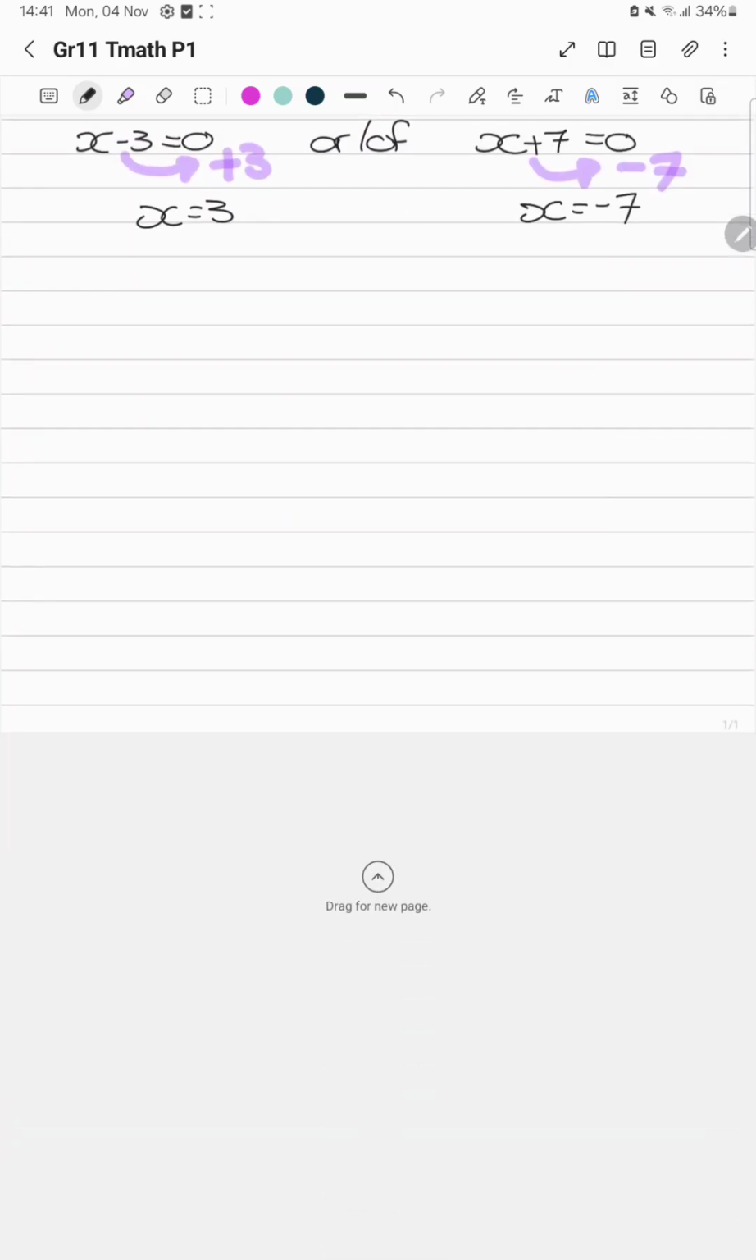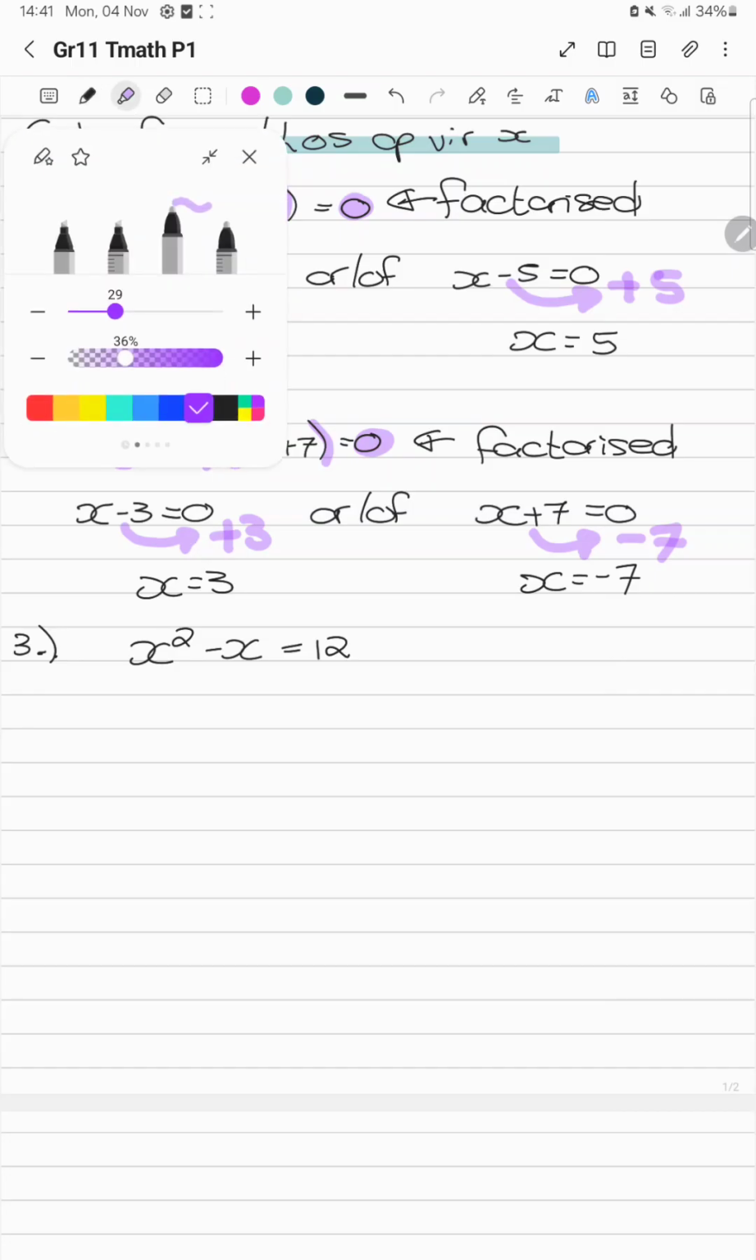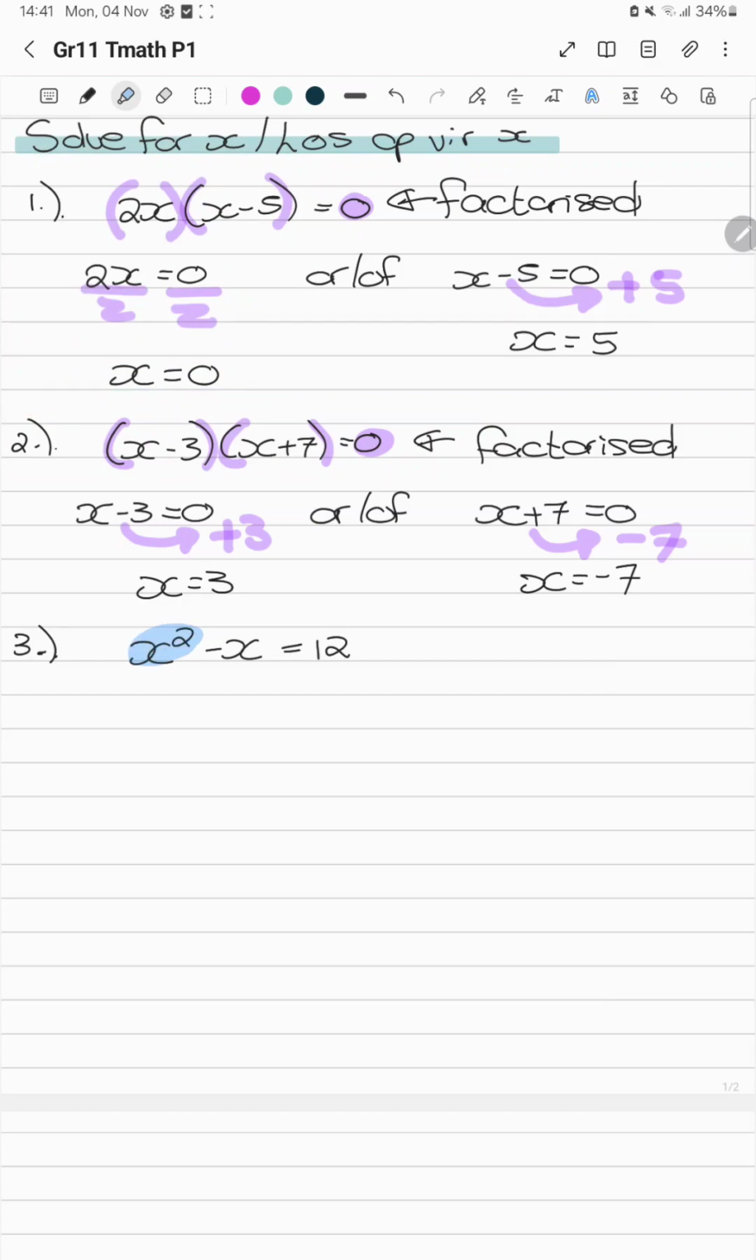Usually the first question is a question like this. Then we go on to where you have something that is not in factorized form. So I give you x squared minus x equals 12. As soon as you see an x squared, I always tell my learners, you know, I need to use my quadratic formula. Why? Because there's a power of 2, so it's going to be a quadratic formula.